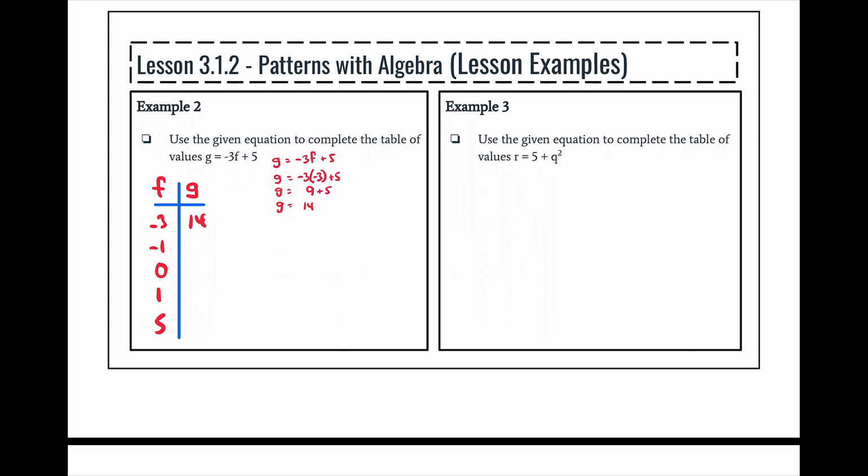Okay, so we have g equals -3 times f plus 5. G equals -3 times -1 plus 5. G equals +3 plus 5. G equals 8. Okay, so pause the video, calculate the last 3. I don't know why I put a 5 down there. Let me change that. That should be a 3. Okay, calculate those last 3 values for g.